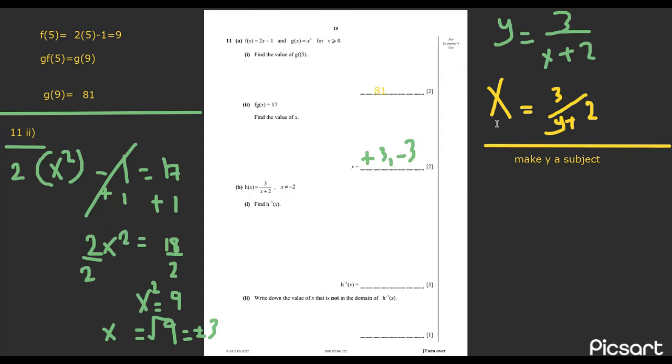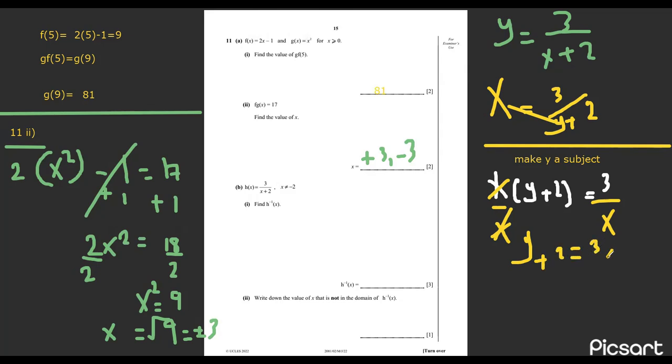Let's do this. We just make a cross multiplication. So x multiplied by y plus 2. Don't expand the bracket, keep it as a bracket. So now x multiplying y plus 2 equal to 3. Then divide both sides by x. Kick the x, remainder y plus 2 equal to 3 over x.